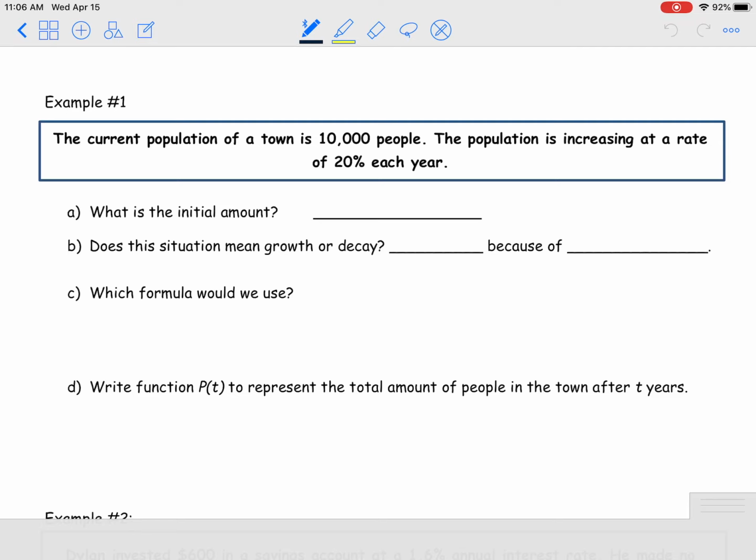All right, example number 1. The current population of a town is 10,000 people. The population is increasing at a rate of 20% each year. So those are some important things. So we're going to break this down. So question A, what is the initial amount? Well, if the current population has 10,000 people, my initial amount is obviously 10,000. Does this situation mean growth or decay? Well, if I look at the word increasing, I'm going to say that this is growth because of the word increasing.